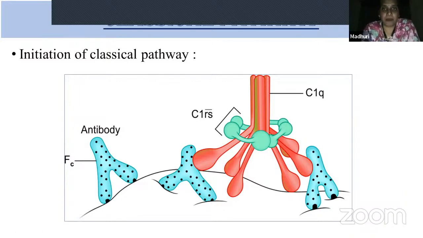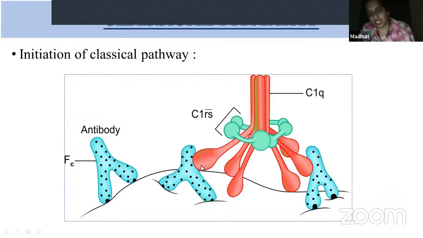Now, the C1 component is made up of C1q, C1r, and C1s. It is a complex. C1q is a hexamer, where you can see spoke-like structures, and along with that we have C1r and C1s. The green ones are the C1r and C1s. Now, what happens over here? The first component, C1, comes and sits onto the Fc terminal of the immunoglobulin.